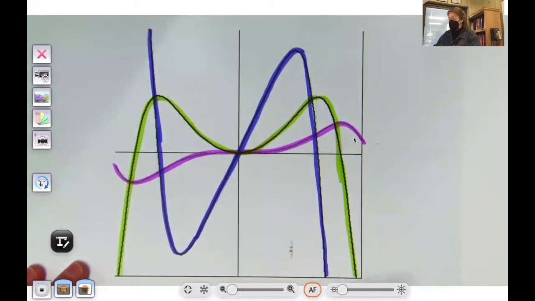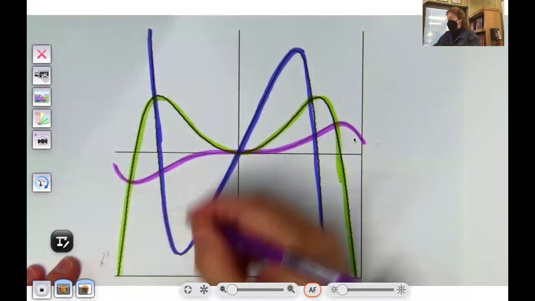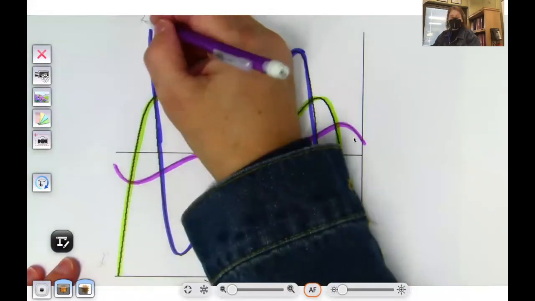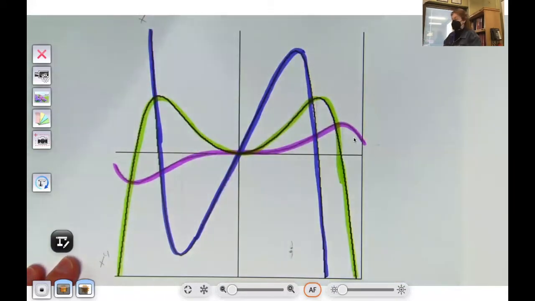So if I already know that this one is an x to the fourth and I already know this one is an x to the third, which means the blue one has to be the derivative of the green one. Ooh, say that again. And since the zeros on the green one line up with the zeros on the pink one, it means that the pink one is the original function. Yeah.